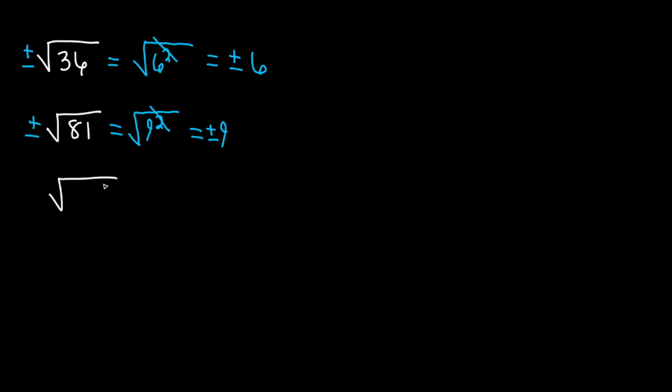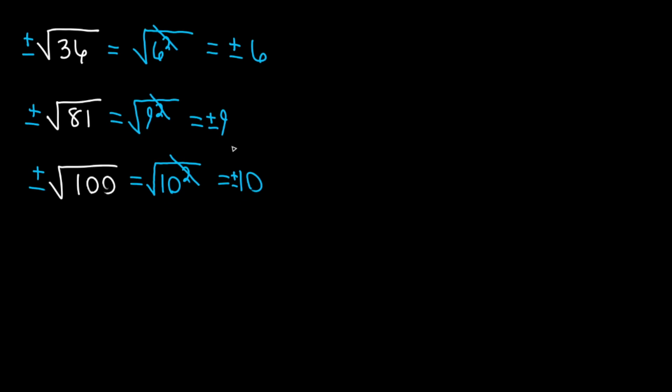Square root of 100. Plus or minus sign. Now what number times itself equals 100? And that would be 10. So 10 squared is equal to 100, and we're taking the square root of that number, which is undoing our square and leaving us with just the 10, plus or minus 10.